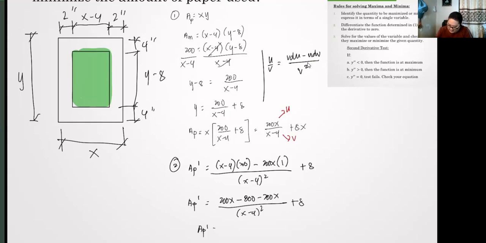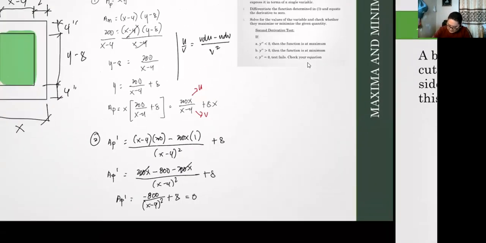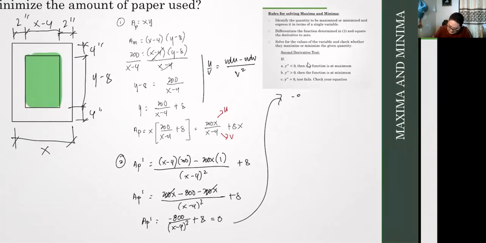Simplify. AP prime. So, cancel natin to. So, this will be negative 800 all over x minus 4 squared plus 8. So, ito yung first derivative mo. Sabi, equate mo siya sa 0. Okay, so once na-equate mo sa 0, kailangan identify mo yung value. So, negative 800 over x minus 4 squared plus 8 is equals to 0. Multiply natin both sides by x minus 4 squared.